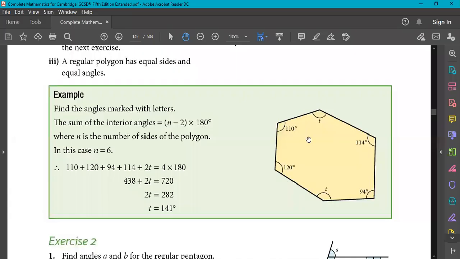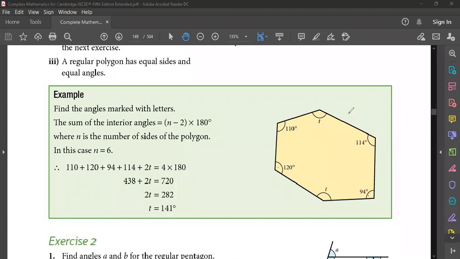For now, this is a non-regular hexagon. As you can see, the angles are different in measurement. Those are different. And we know that the sum of interiors is 720 for the hexagon. Now, can we find the value of T? Yes. We need to find T.